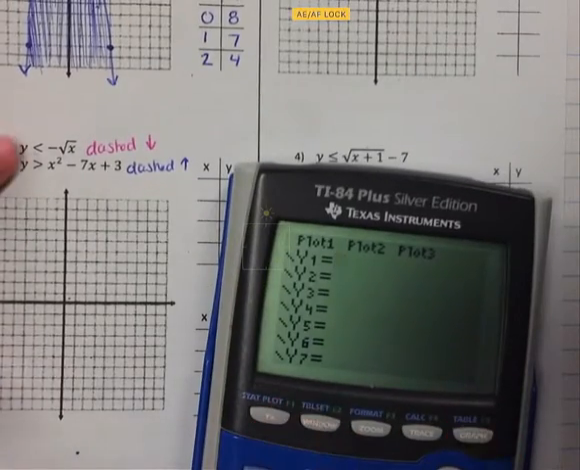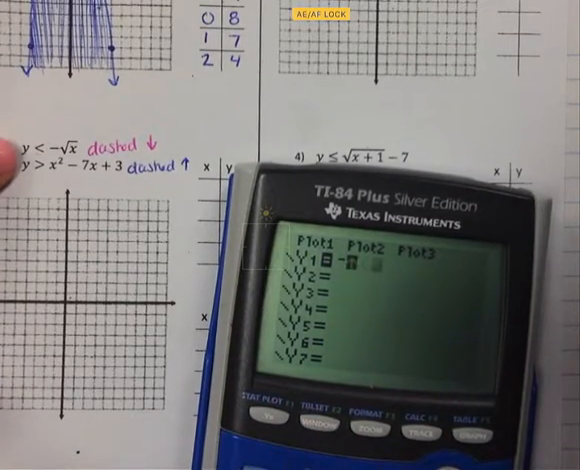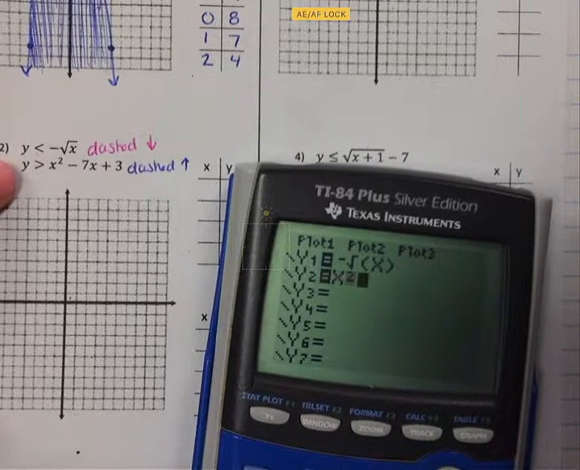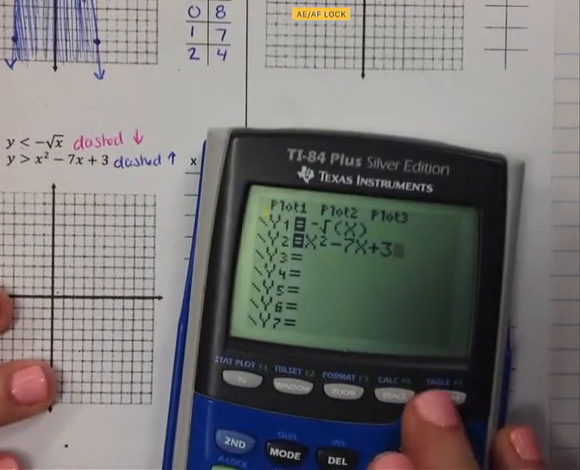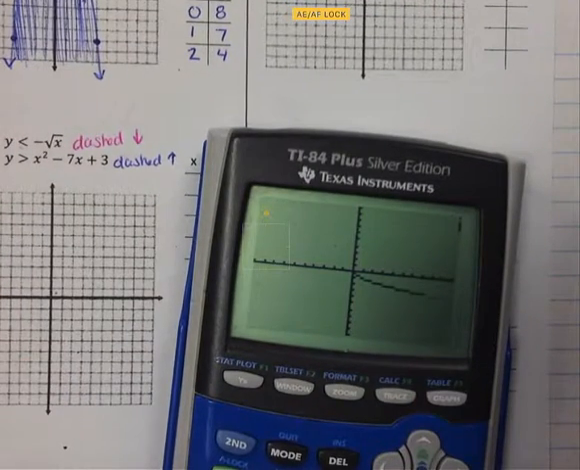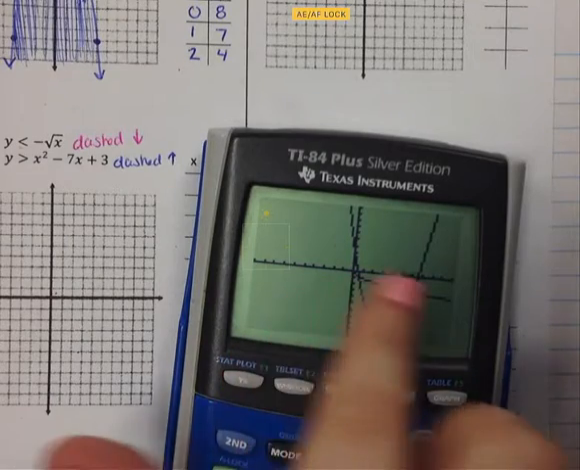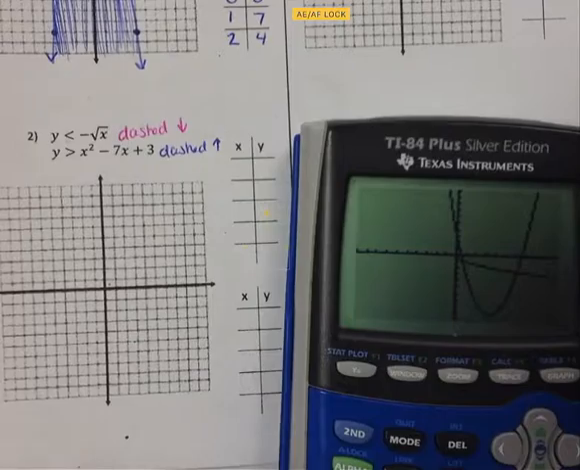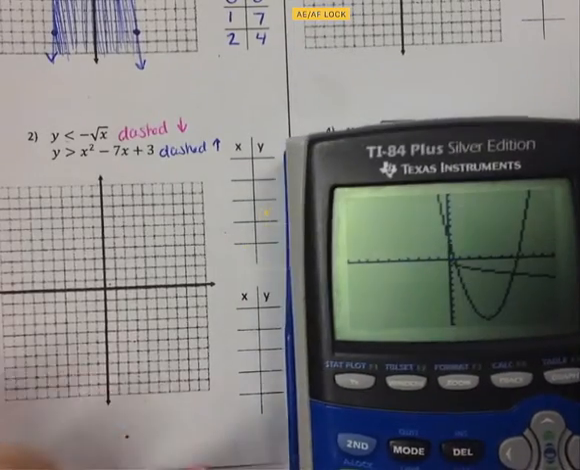So for these, I'm going to type in negative √x, close parentheses. Then on the second one, I'm going to type in x² minus 7x plus 3. I'm going to look at the graph real quick to make sure I can count by ones. There's the radical, and there's the parabola. They actually cross twice, as you can see. So it looks like I can graph both of those on a 10 by 10 scale.